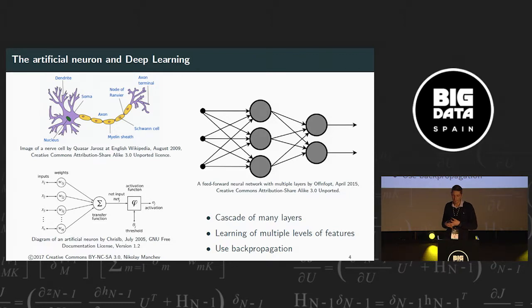So another common feature of all deep networks is that they use backpropagation for learning, right? And deep neural networks have been very, very successful in specific challenges lately.